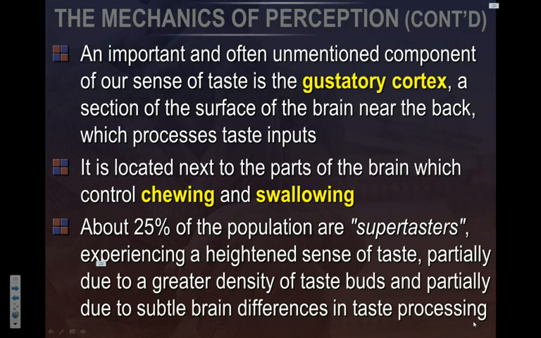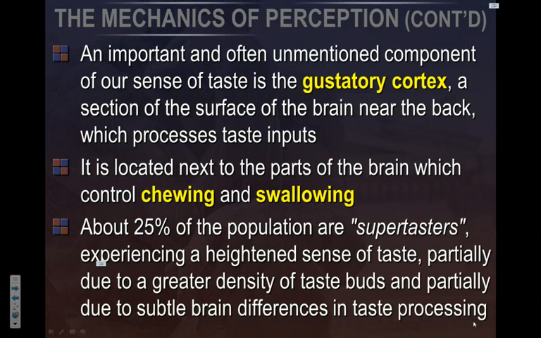Okay. Our sense of taste is also related to this thing called the gustatory cortex, a surface of the brain near the back which processes taste inputs. It's located next to the parts of the brain which control chewing and swallowing.